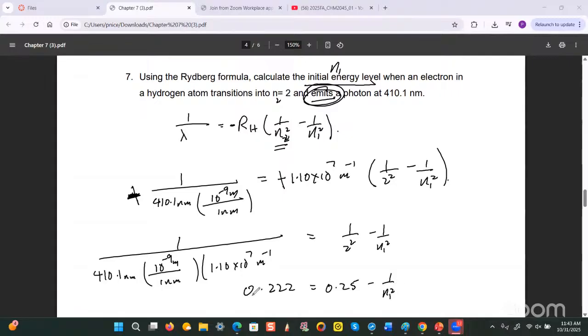squared, right? And then, let me erase the top part because I'm going to need some space. So I'm going to just continue above. So basically, as a result of that, we can say that 1 over N1 squared is equal to 0.25 minus 0.222. And let's see what that is equal to.